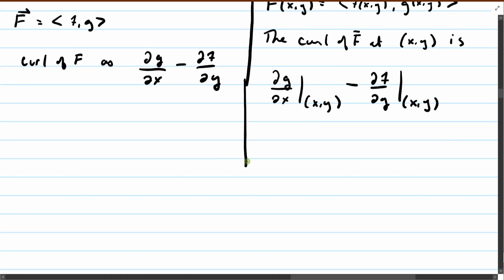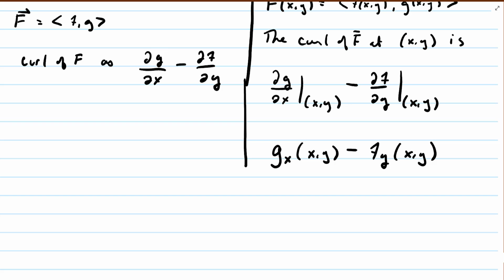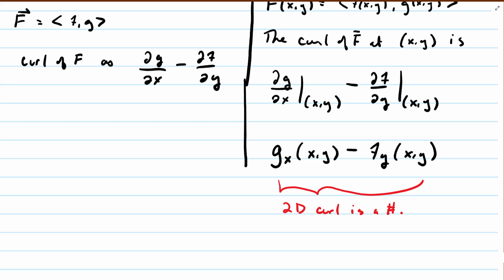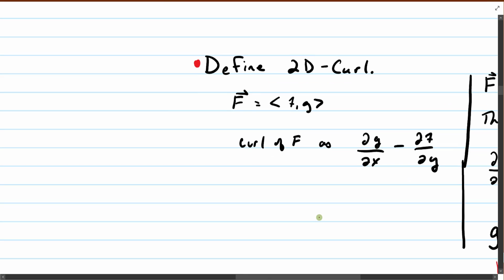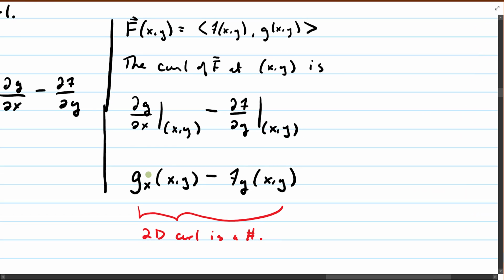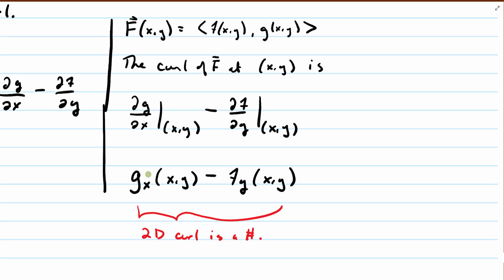We could be more concise with our notation here and still not lose anything if we write g sub x of x y minus f sub y of x y. But what I want to stress here is that the 2D curl is a number at a given point. So once I give an x coordinate and a y coordinate, I can calculate the number that is the 2D curl. Generally, when you see the curl described, you will see this shorthand notation, but sometimes it's helpful to look at the longer description to remind yourself that it's a pointwise definition.